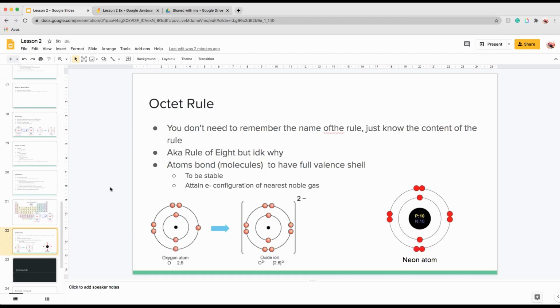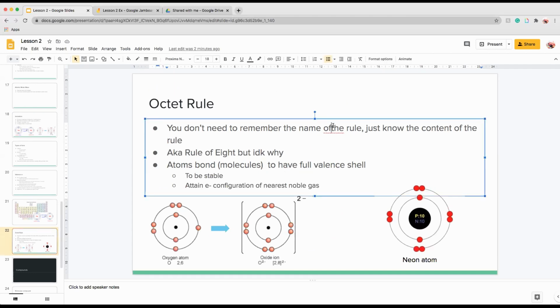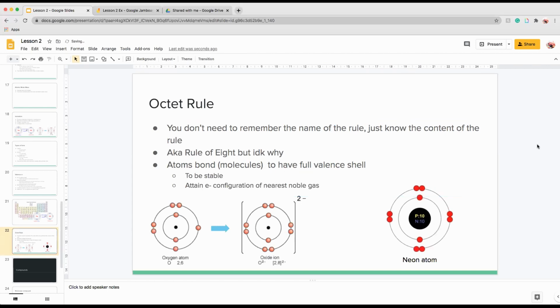Octet rule. You don't need to remember the name of this rule, but just know what the rule itself talks about. Octet rule means rule of 8. The octet rule just means atoms like to bond to create a full valence shell. Most of you have probably heard of molecules. Molecules are when two elements or two atoms bond together.